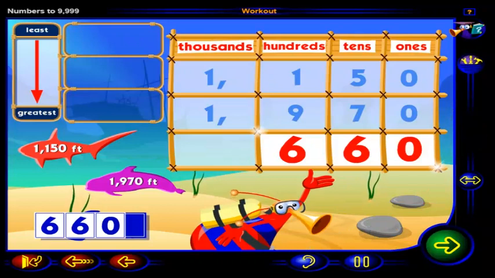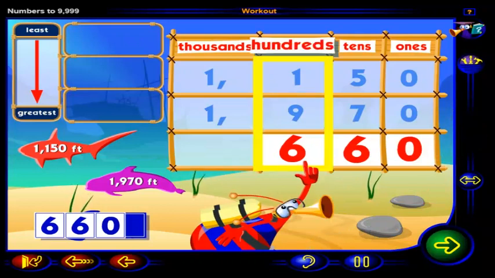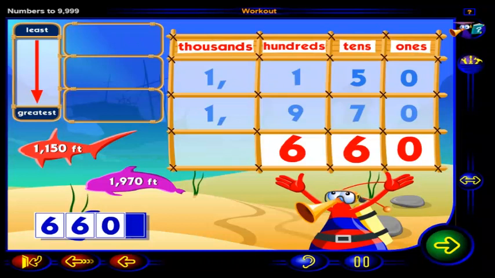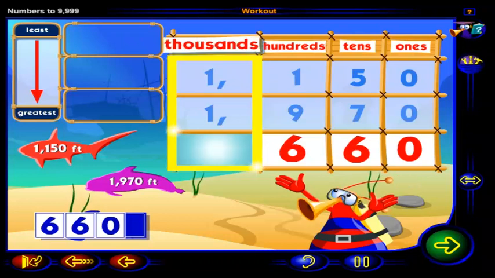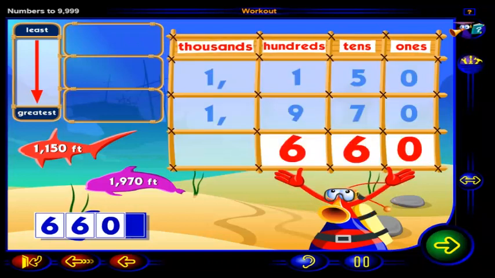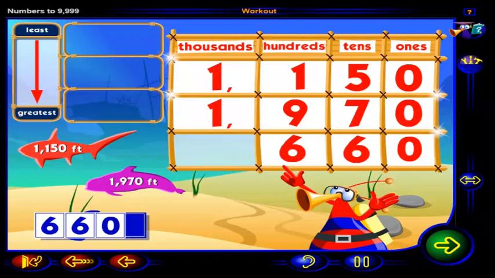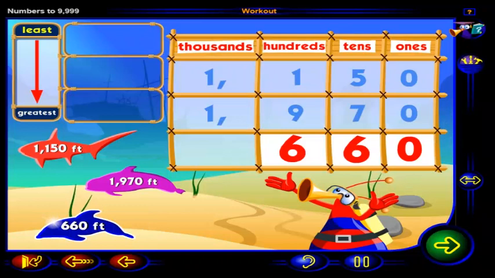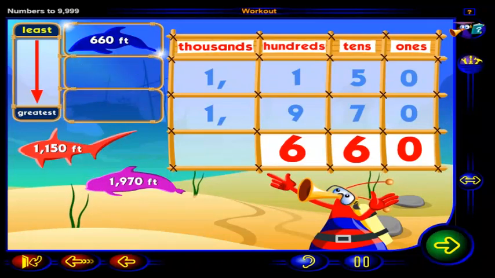In 660, there are 6 hundreds, 6 tens, and 0 ones. You can see that 660 has no digit in the thousands place. These numbers do have a digit in the thousands place. So 660 is less than both of these numbers. That means the dolphin dives to the least depth and goes here.